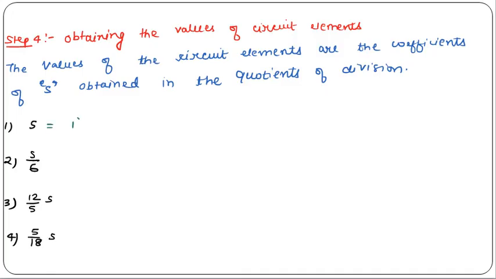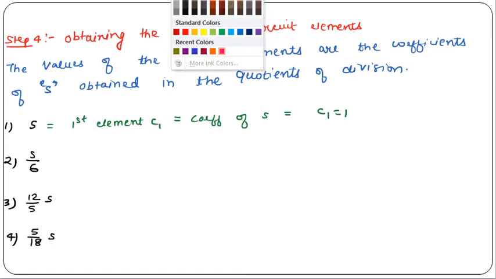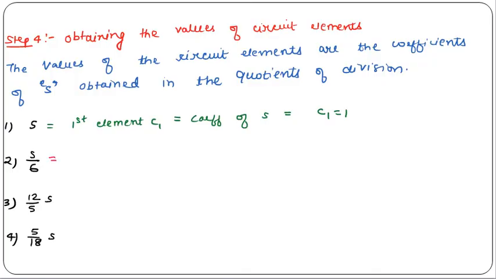Now this is the first element, C1. The value of C1 is given by the coefficient of s. The coefficient of s here is 1, so C1 is 1. Then the second element will be an inductor. The second element is L2, and its value will be the coefficient of s, which is 1 by 6.